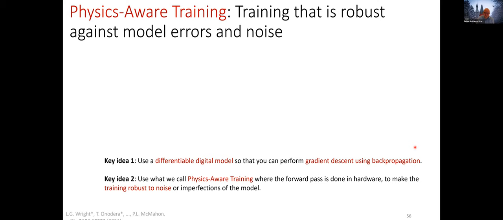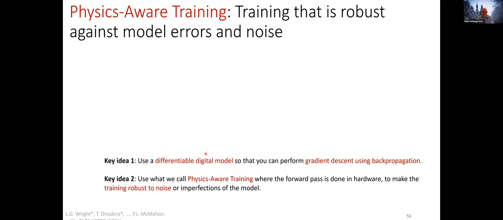But we can't naturally use backpropagation in a physical system. So what are we going to do? Well, the thing that we settled on is to use a digital model of our physical system that is differentiable. And so we can do training using a digital model on a computer and then apply what we learn from the computer when we're doing inference to the real physical system. And then the second key idea is that if you just use the first key idea, you'll end up getting stuck, because it will turn out that your digital model is not accurate enough that you can take the parameters from it and just run on a physical system and have it work.